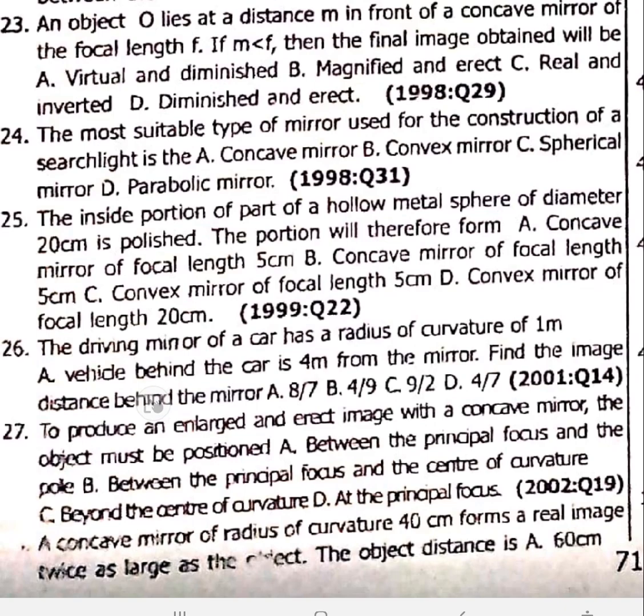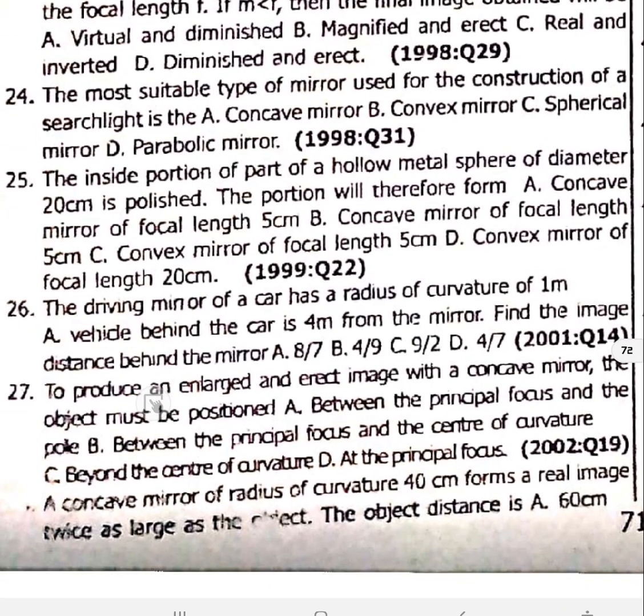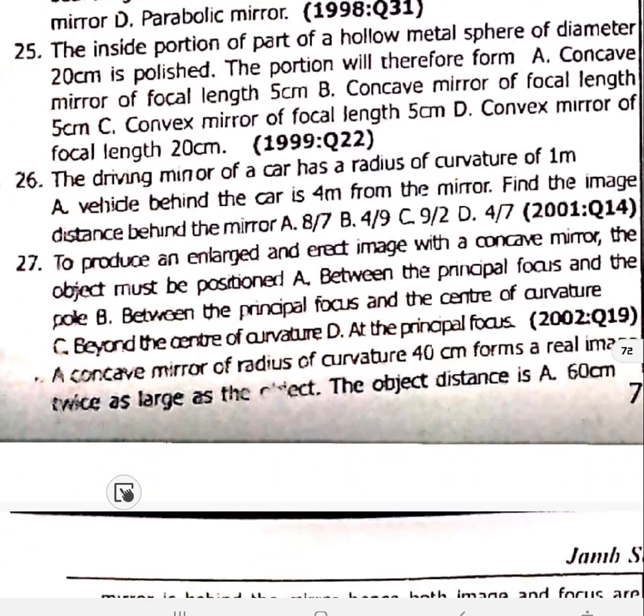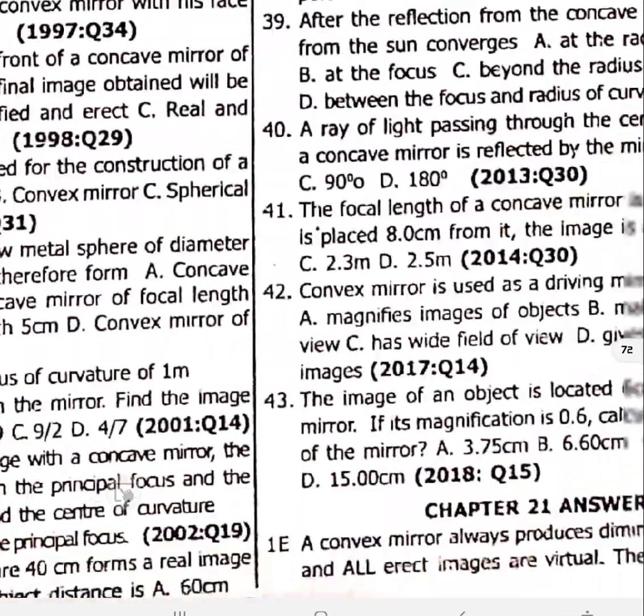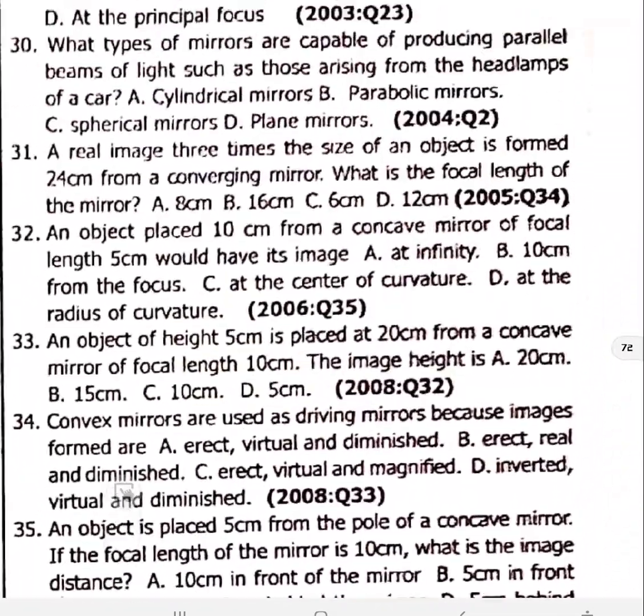26, 11, 27. To produce an enlarged and erect image with a concave mirror, the object must be positioned beyond the center of curvature. Option C. Beyond the center of curvature. 28, that's the calculation.